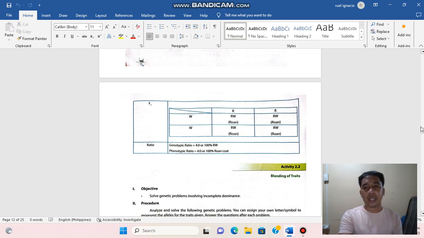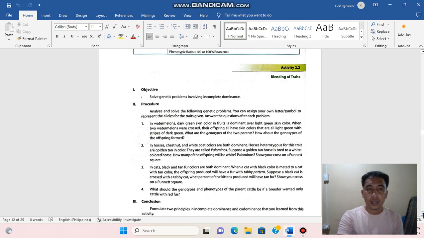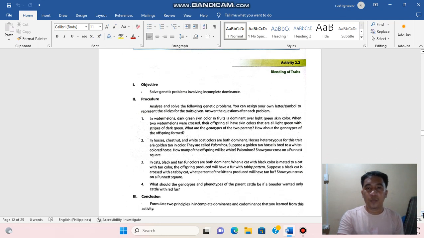As you can see in the picture above, there are red patches on the skin of the cattle, considering what we call the principle of codominance. So we have here the activity 2.2, blending of traits.